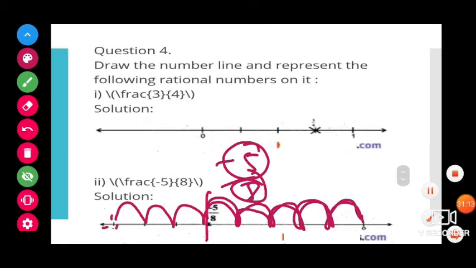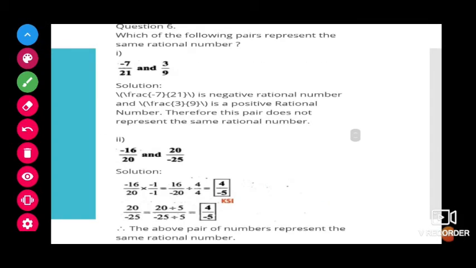Next one. Which of the following pairs represent the same rational numbers? Same rational numbers means the simplest form should be the same. The first one is minus 7 by 21 and minus 3 by 9. Actually, by seeing this we can say: here one is negative and one is positive. Is it possible for both to be the same? No. Negative is always negative, positive is always positive. So it does not represent the same rational number.